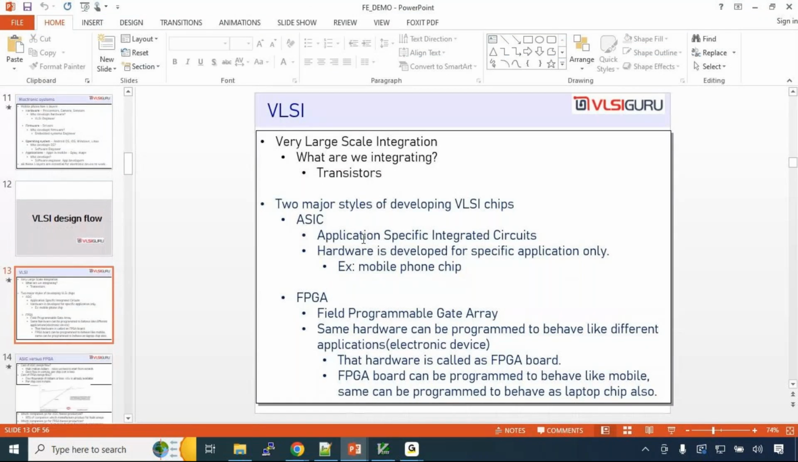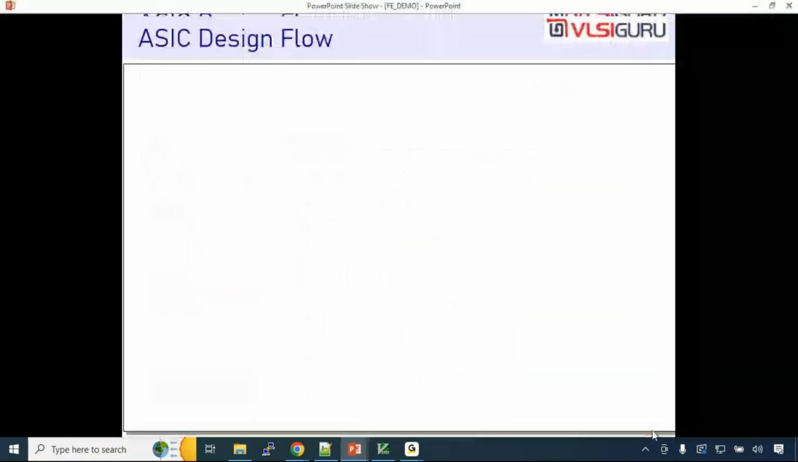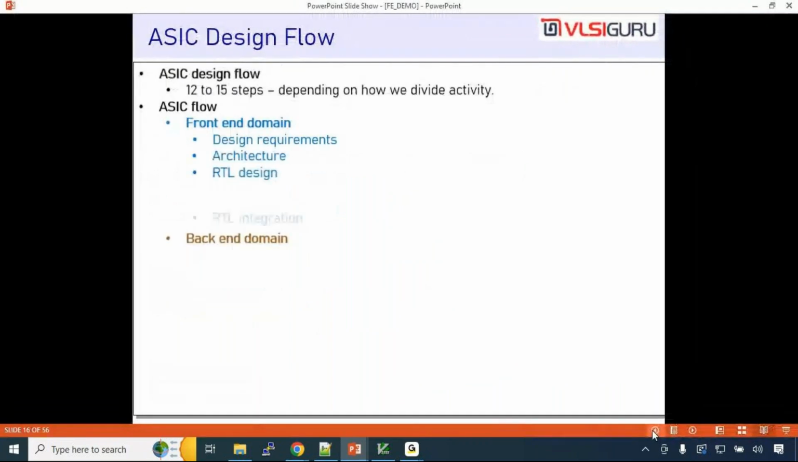That will be easy for you to understand, right? Because one is RTL design, RTL integration, RTL functional verification. Then you do DFT, design for testability, at the Verilog RTL level also. I mean, what is DFT? I will explain in some time.